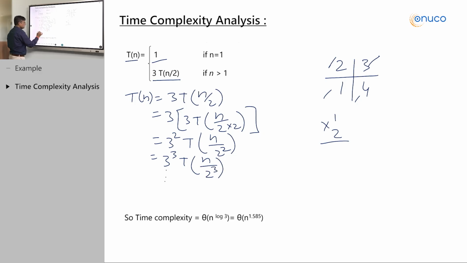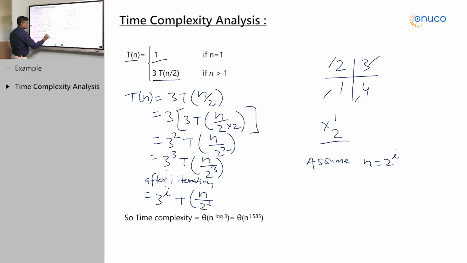Now, when to stop this journey? When to stop this? When the value of n becomes 1. When will it be 1? If n and 2 to the power of something, that value will be 1. So we are going to assume here n is equal to 2 to the power i. So after i iterations, what will happen? After 3 iterations it is like this. After i iterations, 3 to the power i T of n divided by 2 to the power i.